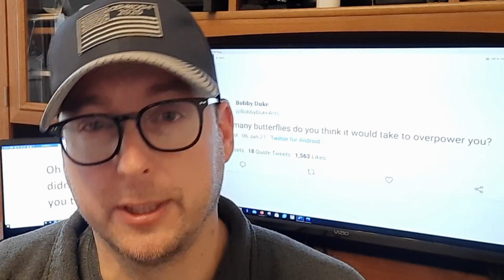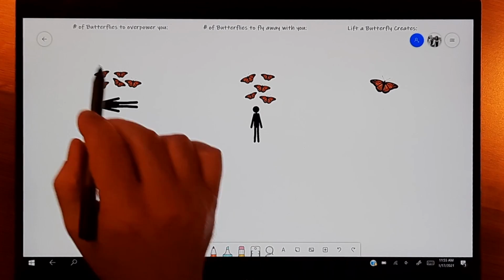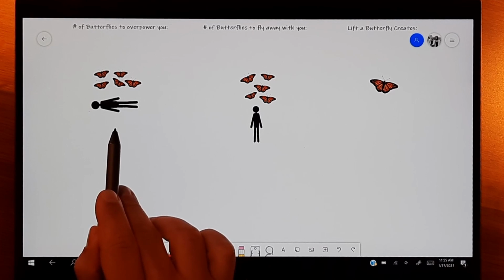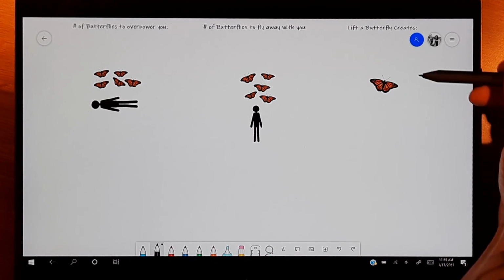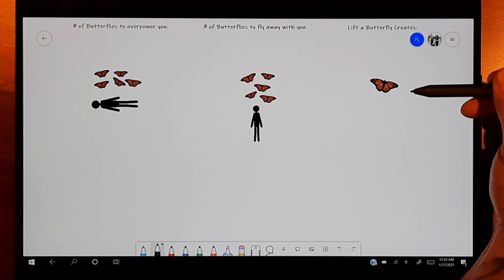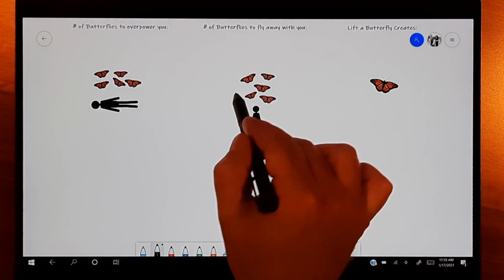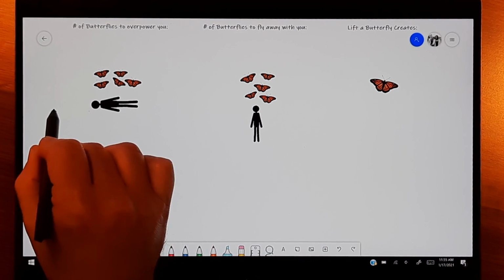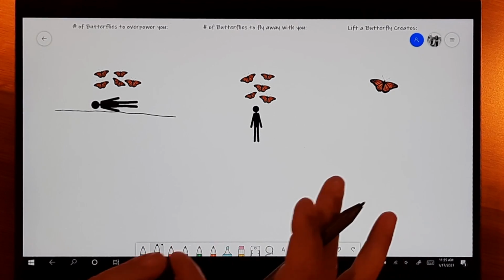So, let's get started. Now let me get this going. Okay, so we're gonna first look at how many butterflies it's gonna take to hold you down, then how many butterflies it takes to fly you away. But we also need to know what it takes for a butterfly to create lift, because we're gonna put that back into these equations.